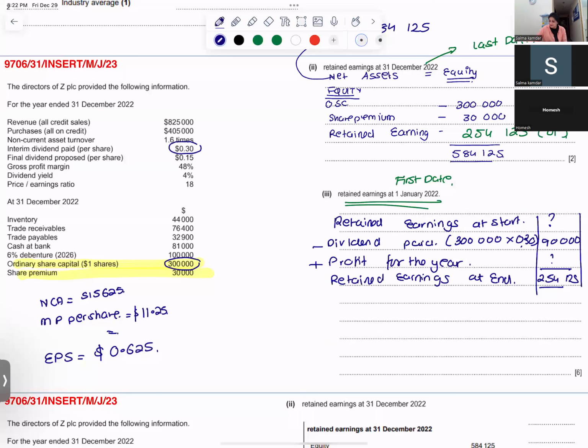Now I have two missing figures. One is profit for the year and one is retained earnings at the start. They have already asked me to find out retained earnings at the start. That means I have to find out the profit for the year. How do I find out the profit for the year?